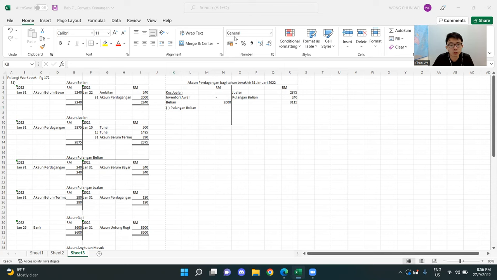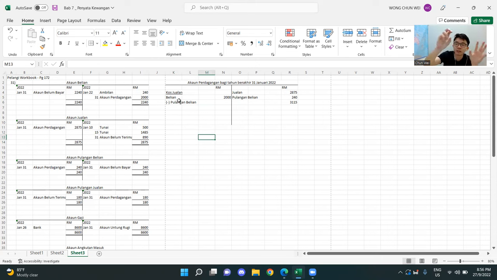Can, don't write inventory, I will straight away write belian. Yes, can. Okay, so this one I just show you only. But in the real exam, you can actually skip this and straight away write like this. Also can. Okay, all right, so take note. So this is the inventory awal just to show you that the format is like that.